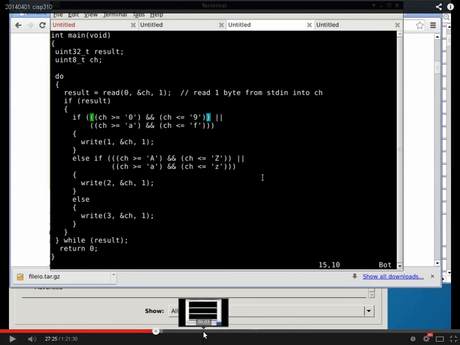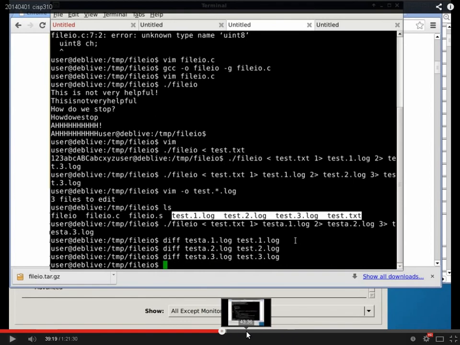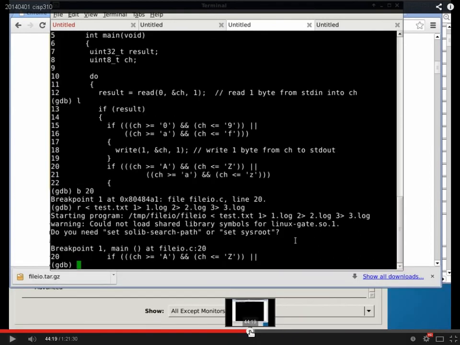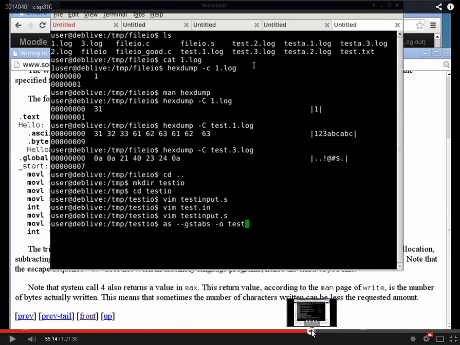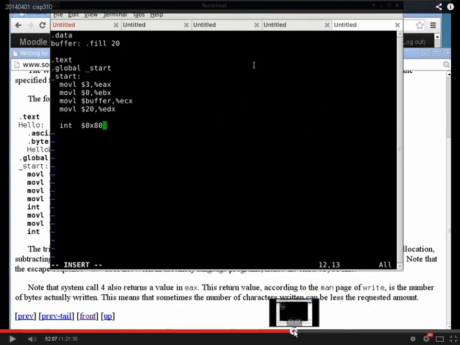In the second part of the class, and let me see where it is. Put the transcript on the screen? Transcript? Oh, you mean closed captioning?